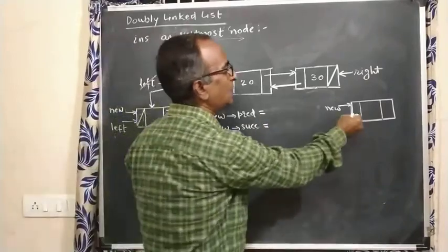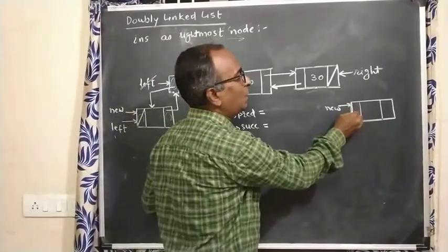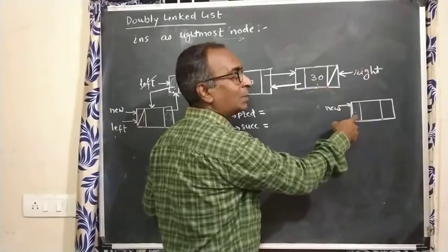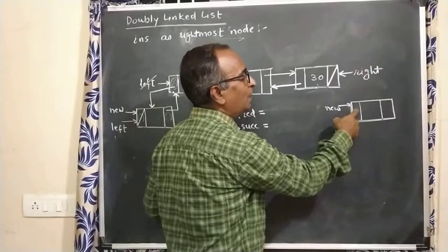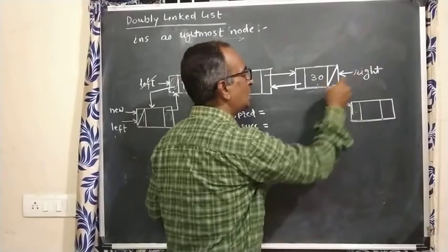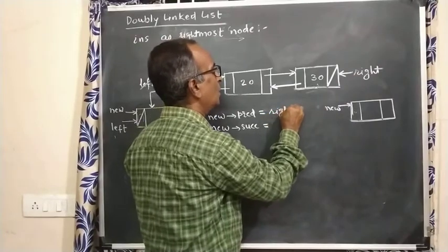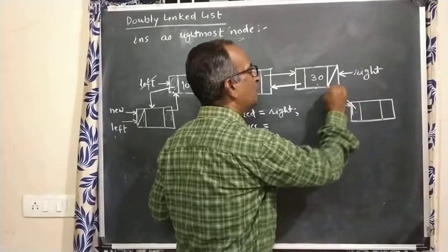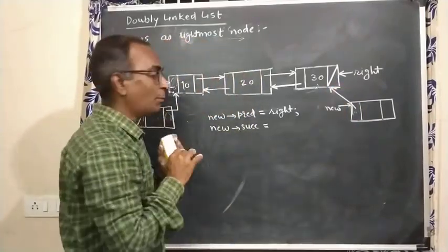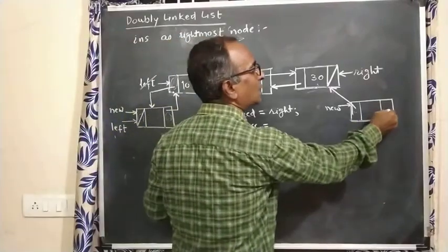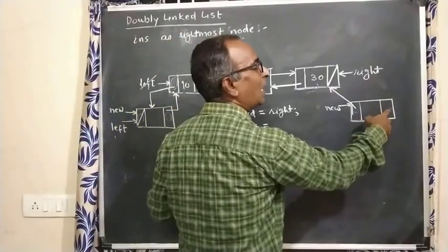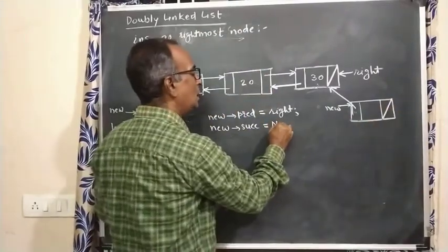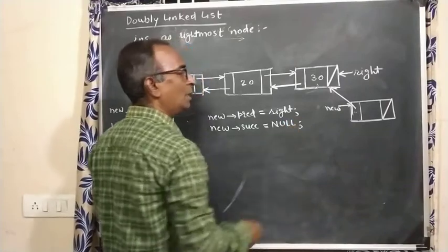What should be new's predecessor? This field. This field should point to this node now, because this will be the predecessor for this after insertion, right? So this field should contain this node's address. This node's address is in right, so right is given. That's it. This is pointing now to this node. First set link fields of new node. New's successor. After insertion, whether it will have any successor? No. So it will be given null. So null is given to that field, right?